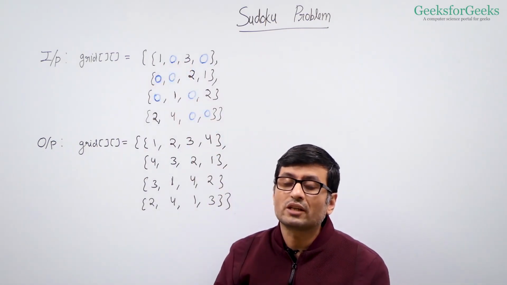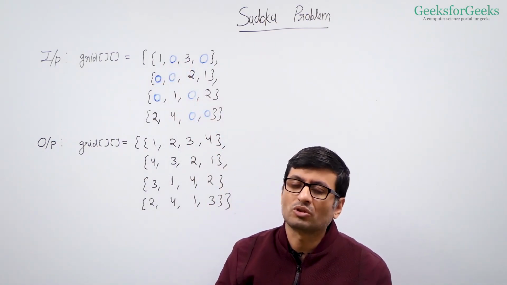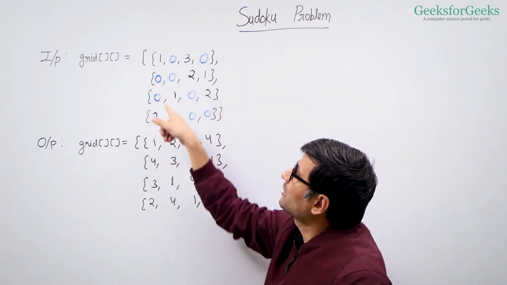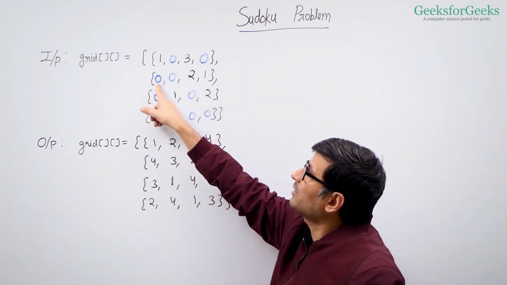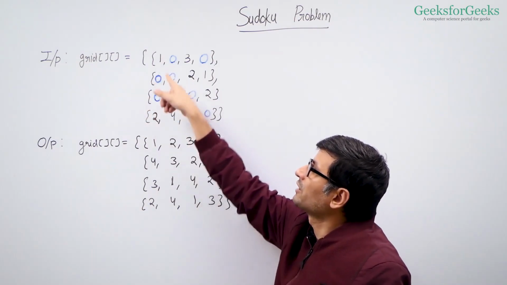The second rule is every number in every column should also be different. For example, if you see this column, the only allowed numbers are 3 and 4 here because 1 and 2 are already there in this column.